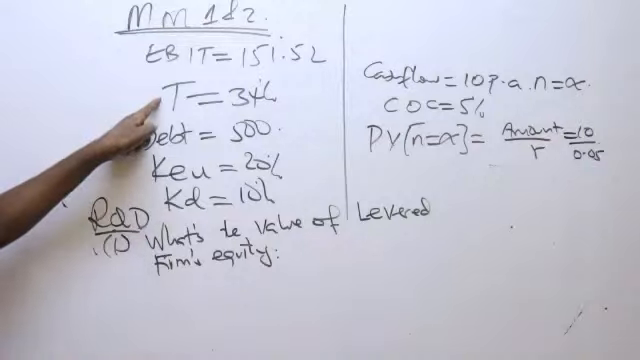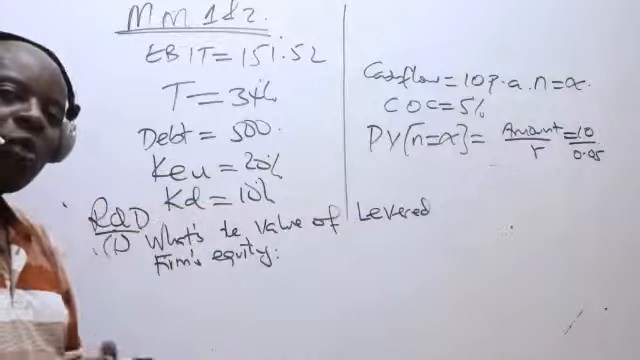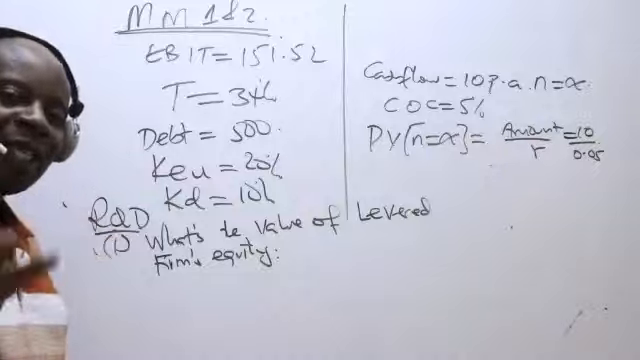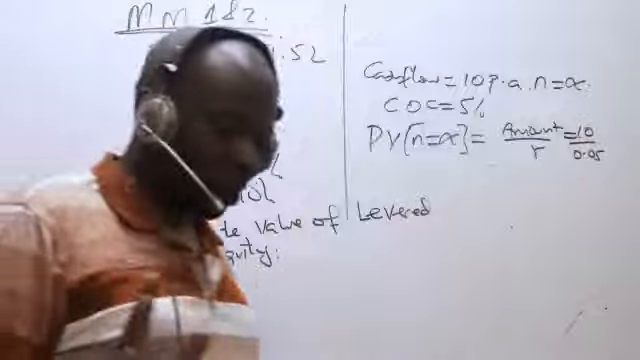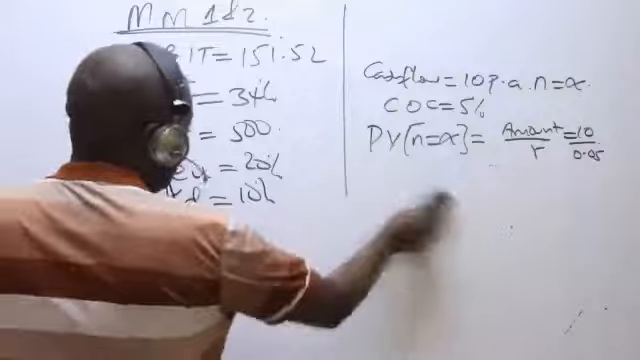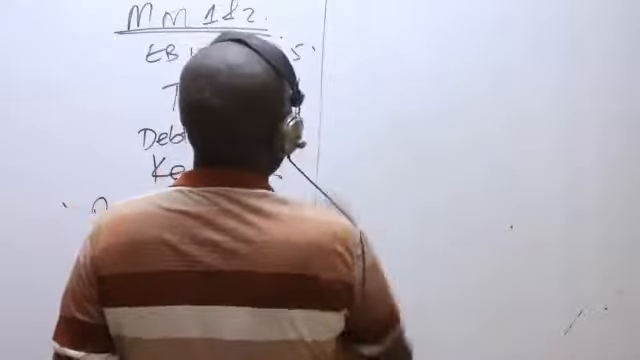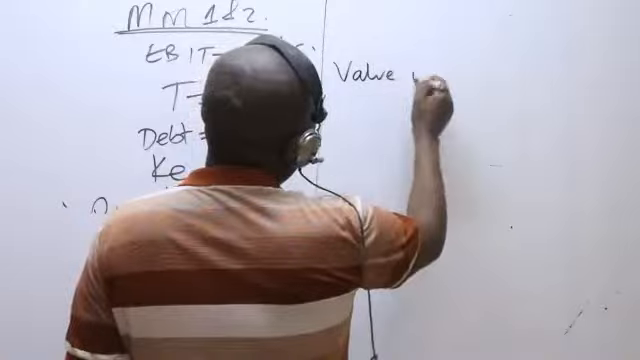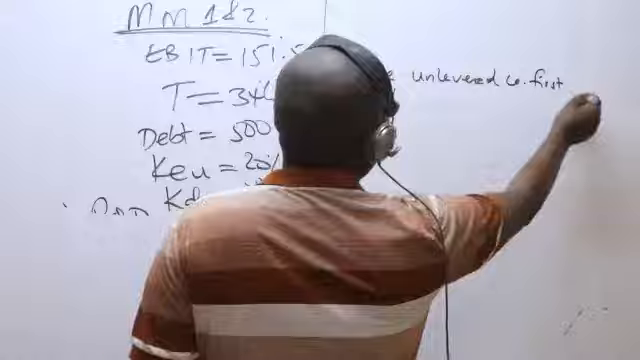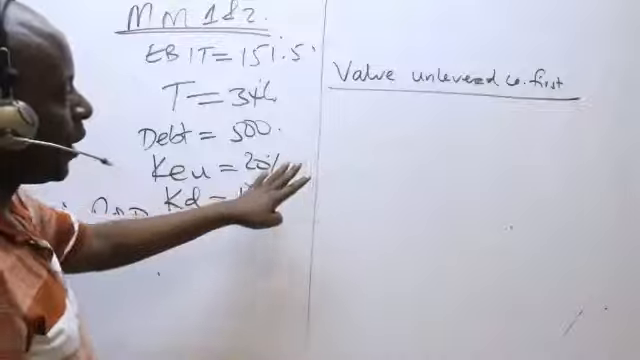Here I'm seeing a tax rate. They want me to value a levered organization, but I know there is no way I will start by valuing a levered firm. Always start by valuing an unlevered organization. And this is where the trick falls. So value the unlevered company first. An unlevered company is a company without debt. No debt, no interest. And how do we value this?